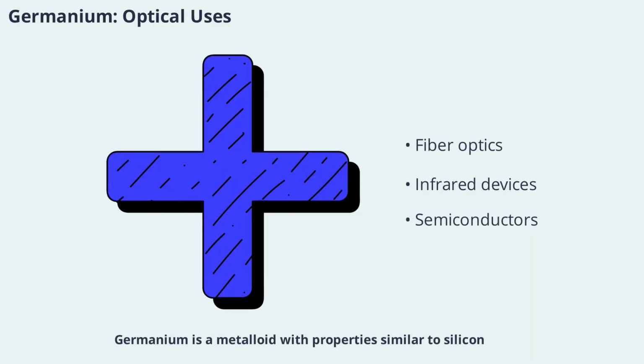Germanium is a metalloid with properties similar to silicon. It is used in fiber optics, infrared optics, and as a semiconductor. Germanium's transparency to infrared light makes it valuable in night vision devices and thermal imaging.